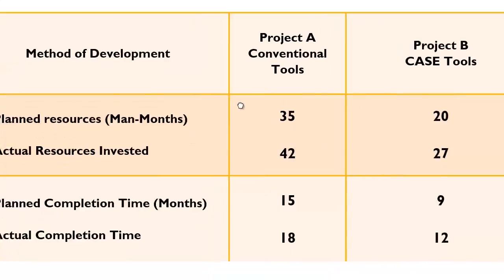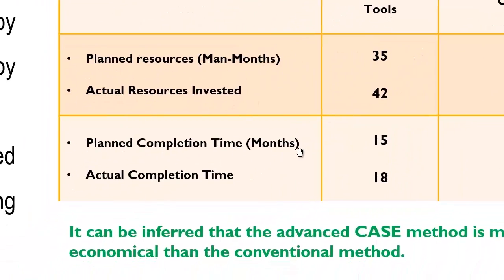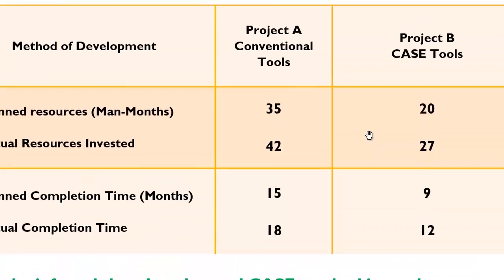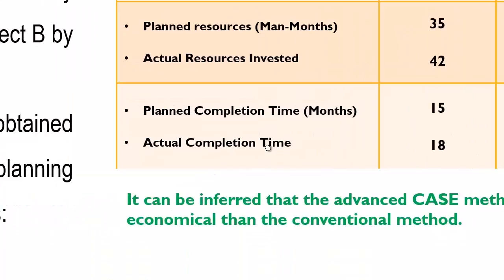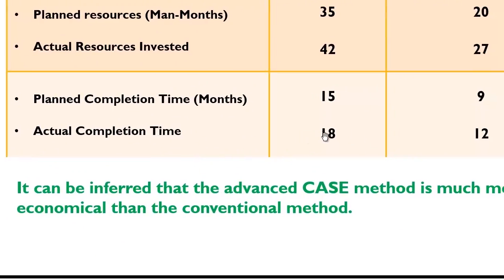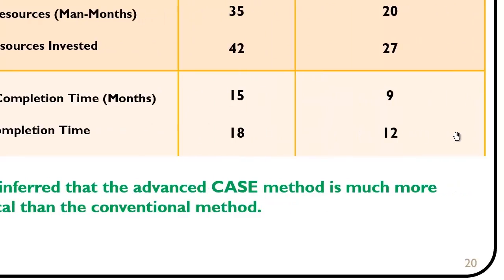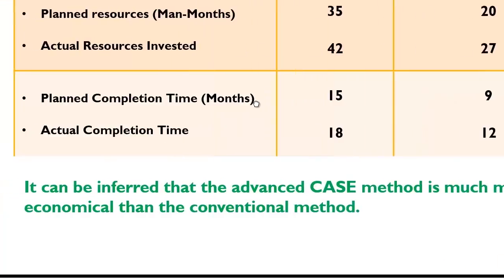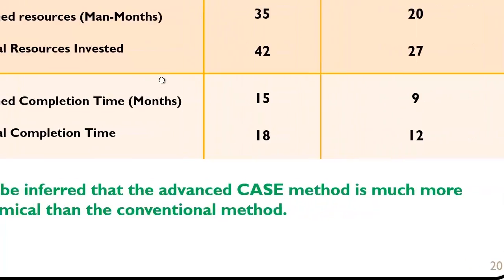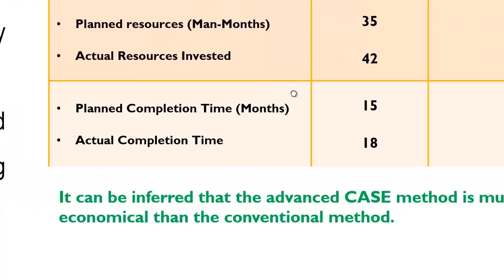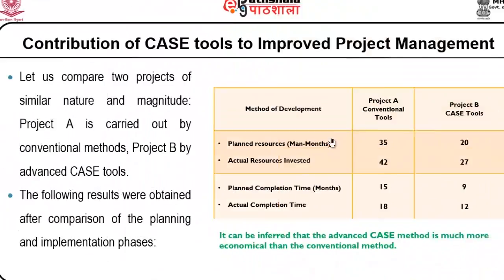27. Planned completion time in months: Project A, 15. Project B, it is 9. Actual completion time: Project A, 18. Project B, it is 12. It can be inferred that using CASE tools is much more economical than conventional methods.